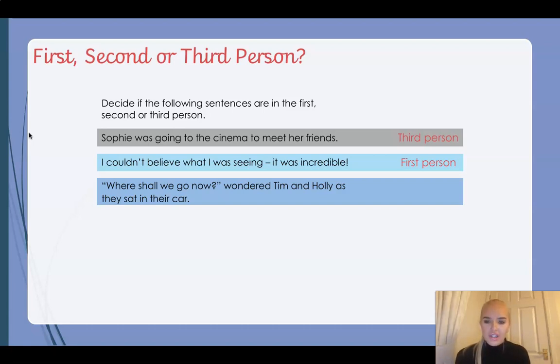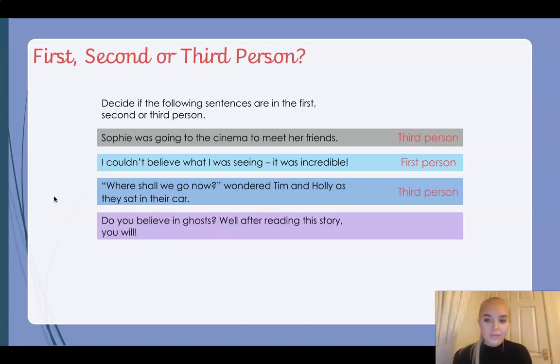Okay, where shall we go now? Wondered Tim and Holly as they sat in their car. Can you spot the same pronouns as me? I spotted the pronouns they and their. And when we speak about other characters, like Tim and Holly, giving them names, that is third person. Fantastic work, year 4. Have a look at another one then. Pause the video and have a think, please.